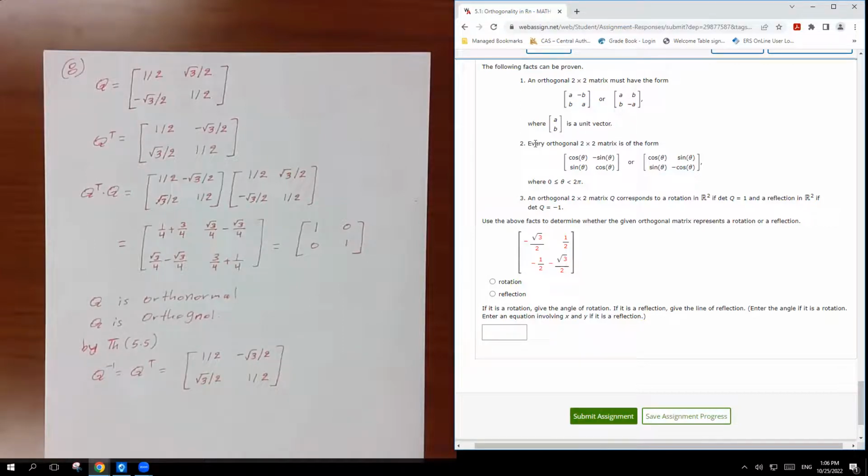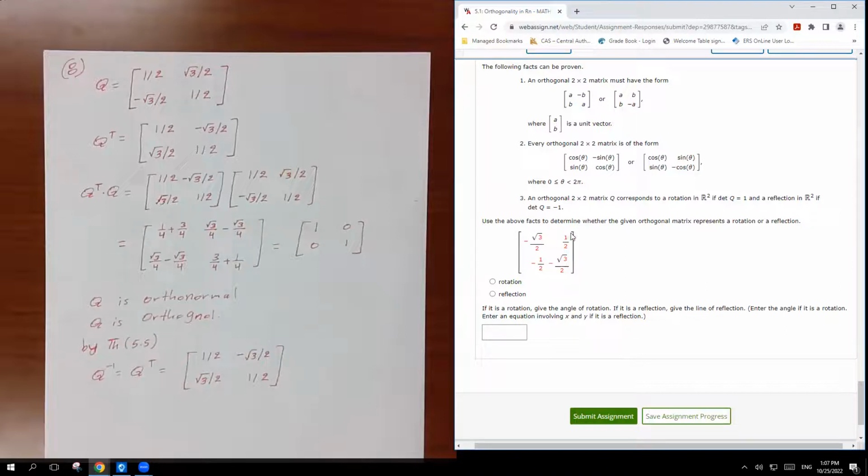The second fact is that every orthogonal 2 times 2 matrix, they're talking about 2 times 2, not 3 times 3 or 4 times 4, is of the form this one or this one. That means theta is going to be between 0 and 2 pi. The third fact is that any orthogonal 2 times 2 matrix corresponds to a rotation in R2 if the determinant of Q equals 1, and a reflection if the determinant equals -1.